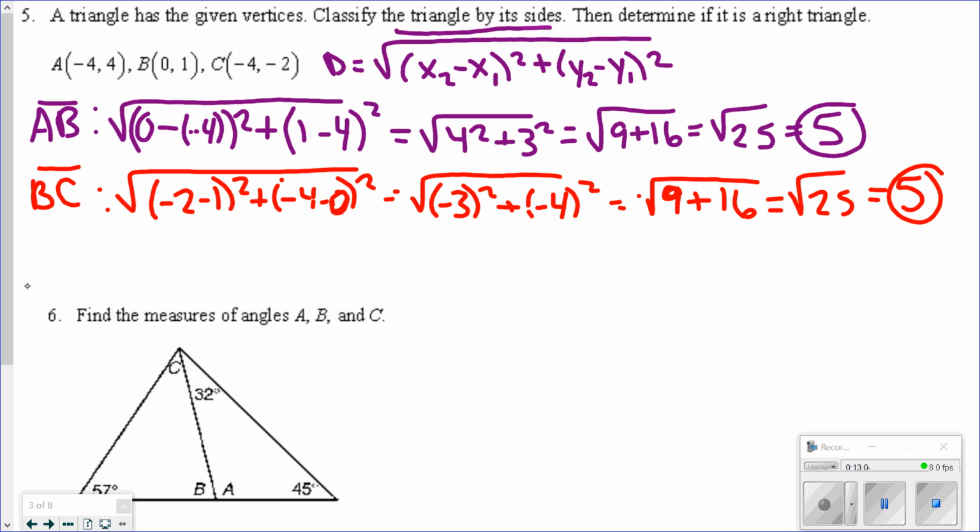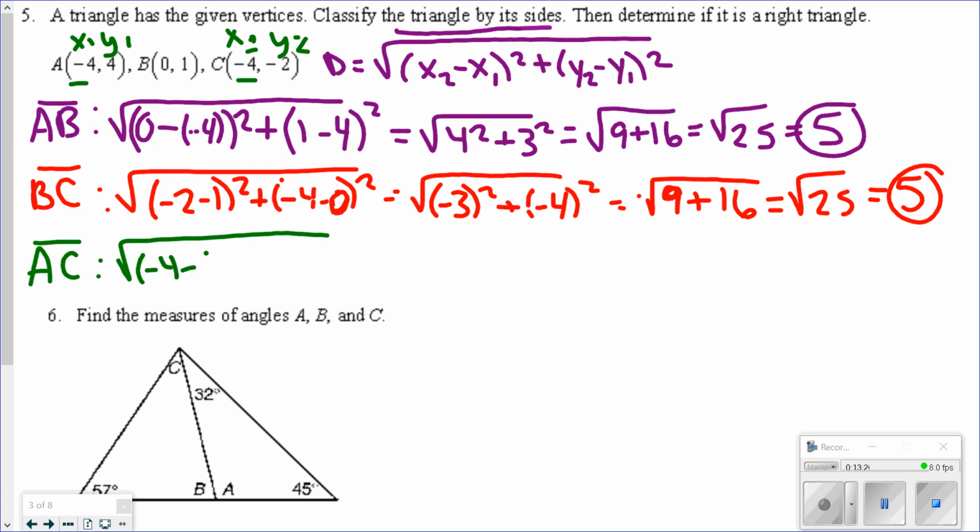So let's find the side length of AC. So this is going to be x1, y1, x2, y2. Let's see if I can get this right on the first try. So negative 4 minus a negative 4. I'm going to square this. Plus negative 2 minus 4. Square that.